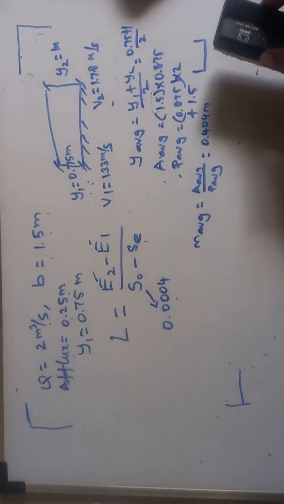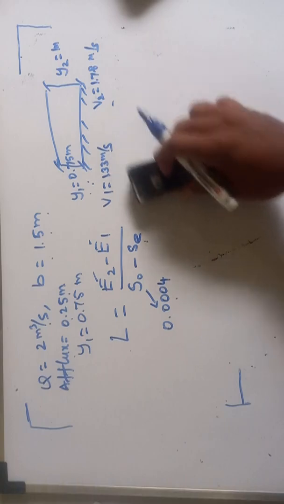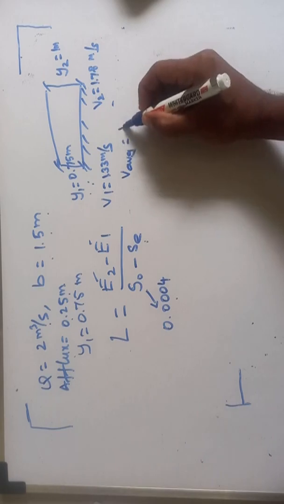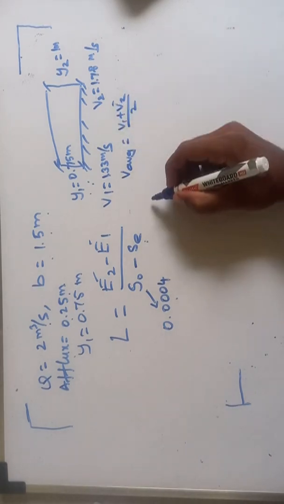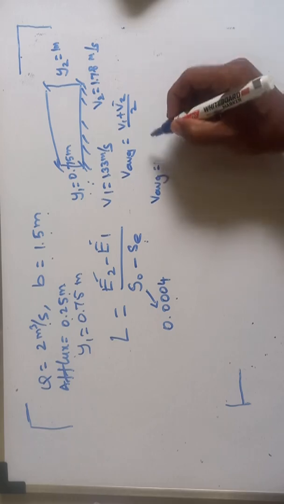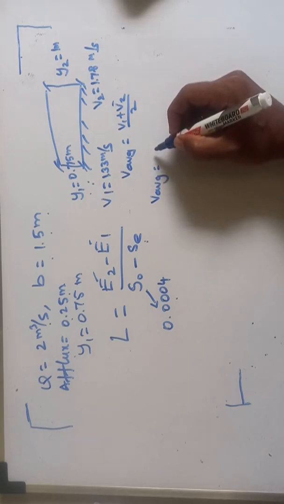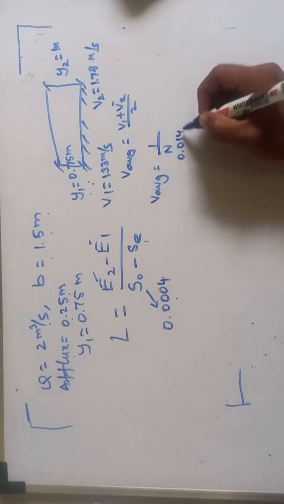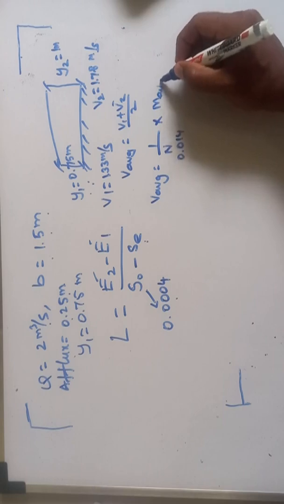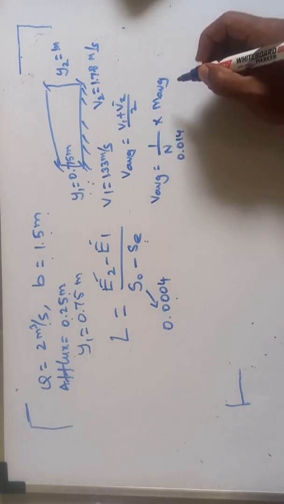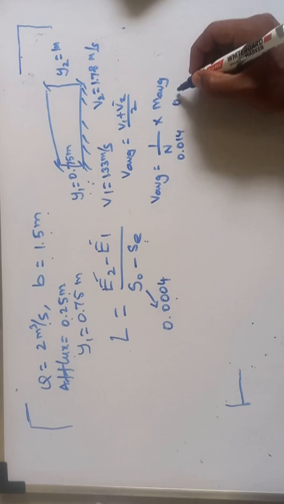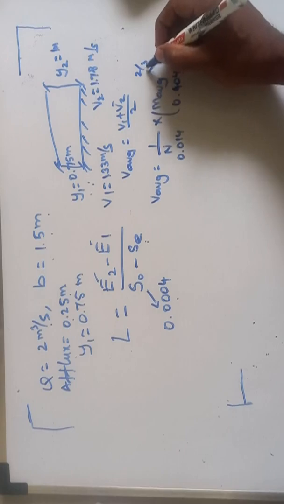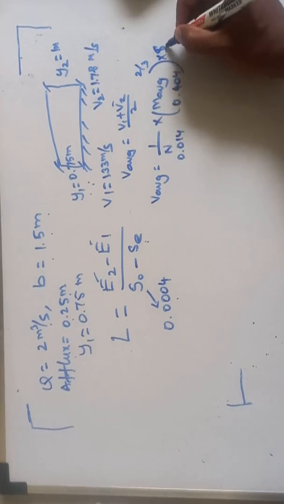If I calculate M average, then I have to calculate V average. After calculating V average, I know the formula. Here Manning's coefficient is given in problem as n. N value is given as 0.014. I calculated M average, and M average value is 0.404 power 2/3 into SE power half.